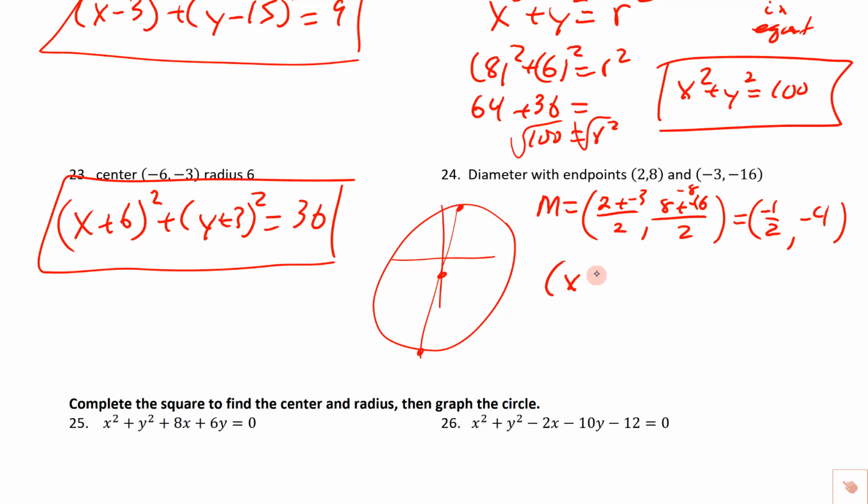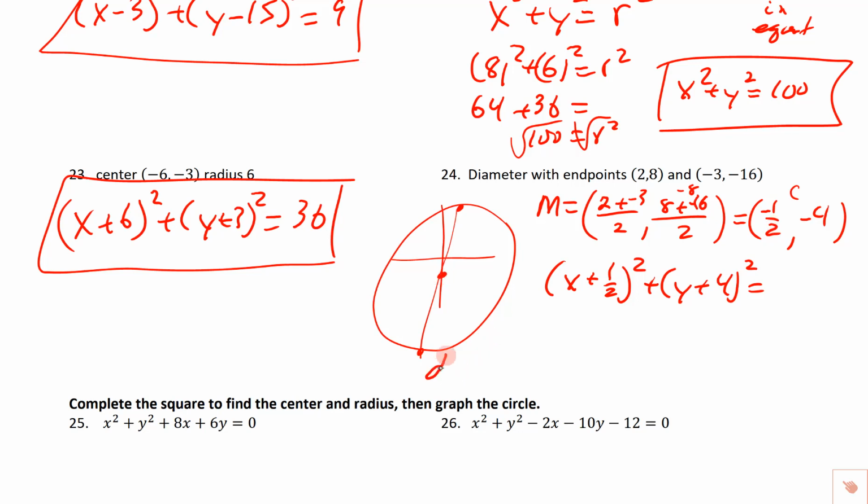We know (x + 1/2) squared, (y + 4) squared, and what we don't have is the radius. So in order to find the radius, let's figure out what the diameter is and then cut it in half. Or if you wanted to, you could find the distance between the center and either one of these points. But because this center has a fraction, I probably don't want to do that.